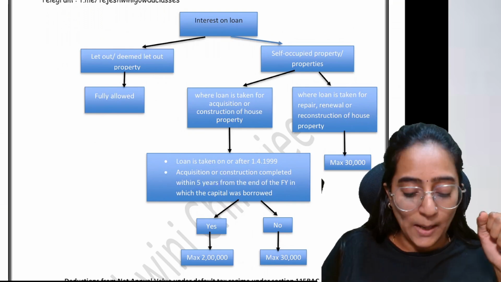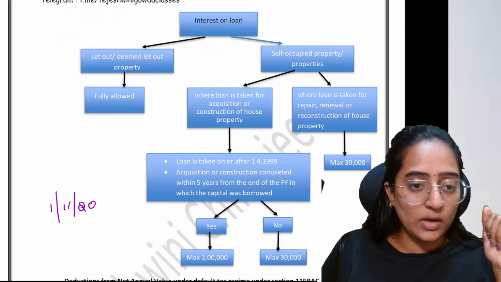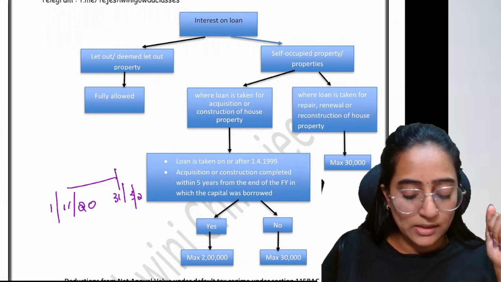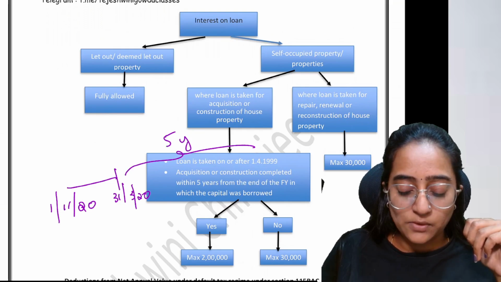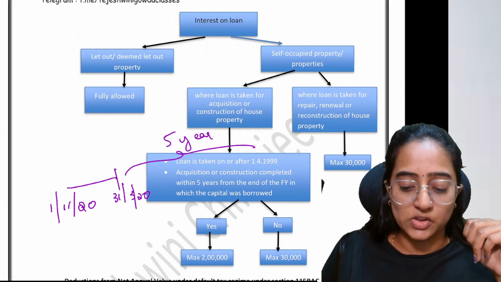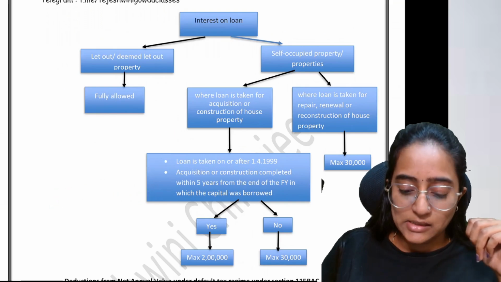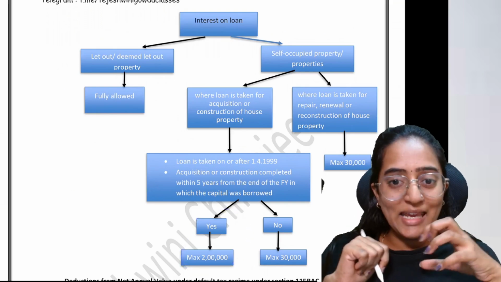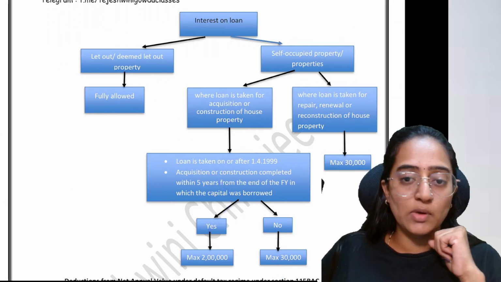Suppose you have borrowed the capital on, let's consider, 1st of November 2020. The financial year ending is 31st March 2020 in my example. From this year, within the next 5 years, you should have completed your construction. If the answer to that is yes, then you can take this maximum of 2 lakh. What if any one condition is not satisfied? Then maximum 30,000 will be allowed.